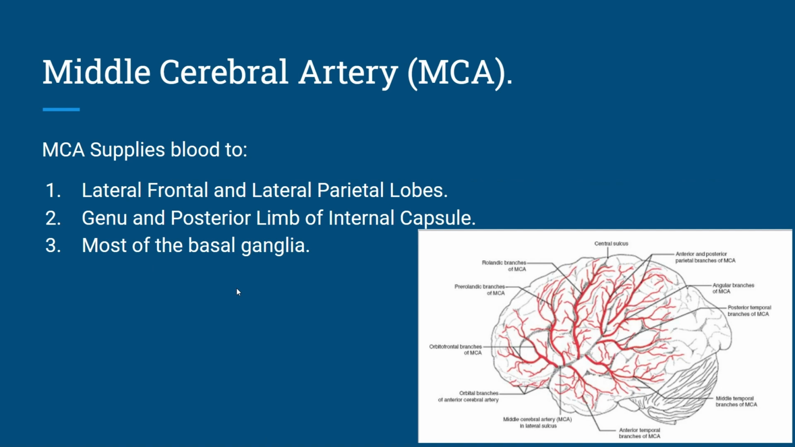The next one is the middle cerebral artery. Remember your anatomy from the Circle of Willis; one of them is the middle cerebral artery. It supplies the lateral frontal and lateral parietal lobes, the genu and the posterior limb of the internal capsule. We're going to discuss the internal capsule in the coming slides. Most of the basal ganglia is supplied by the middle cerebral arteries. You see here, this is the lateral side of the brain. Since the middle cerebral artery mostly supplies the lateral part of the cerebrum, the medial part is supplied by the anterior cerebral artery along the lines of the corpus callosum, and the lateral part is supplied by the middle cerebral artery.